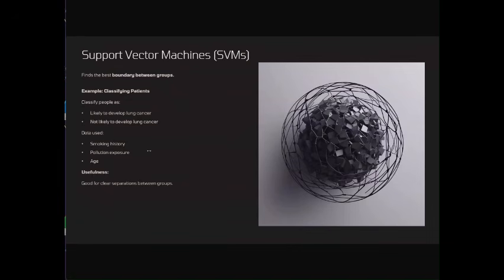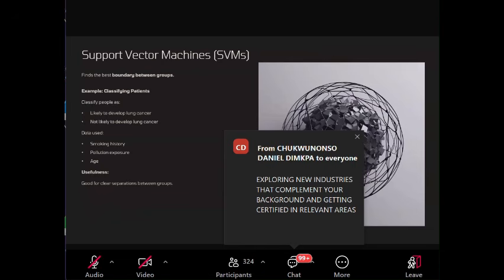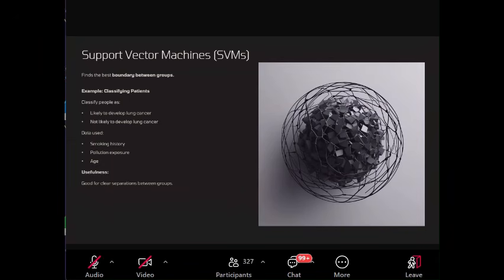So when it comes to support vector machines, a support vector machine is a machine learning algorithm that classifies people based on their habits and on what they are going to develop in the future. Say you are in an environment and you collect data on those that are smoking and those that are not smoking. You can use the support vector machine to classify them into those that will likely develop lung cancer and those that will likely not develop lung cancer.